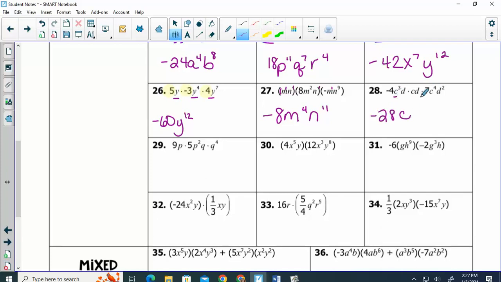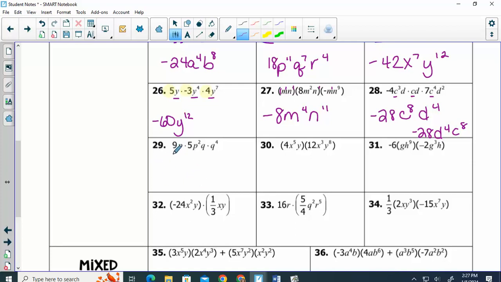C to the third, and C to the first, and C to the fourth, C to the 8, and D to the 4th. Would it matter if you put negative 28, D to the 4th, C to the 8th? No. When you're multiplying, order doesn't matter. So if you flip them, it's not a big deal, as long as you have the exponents correct.